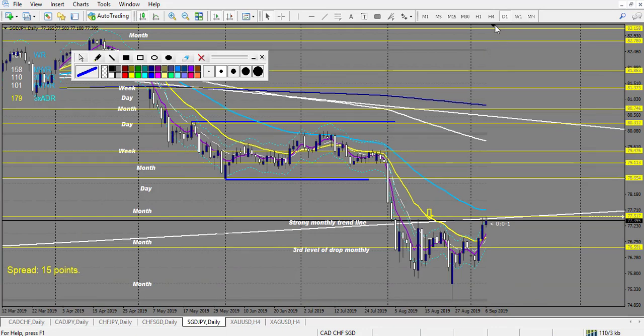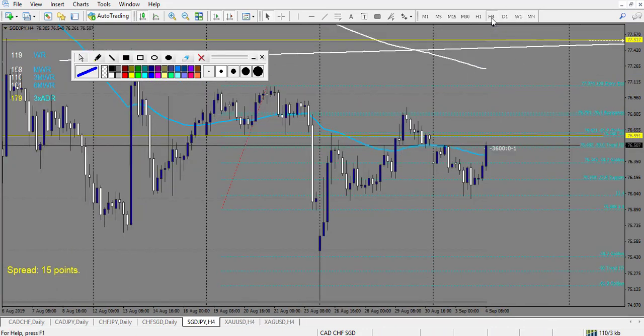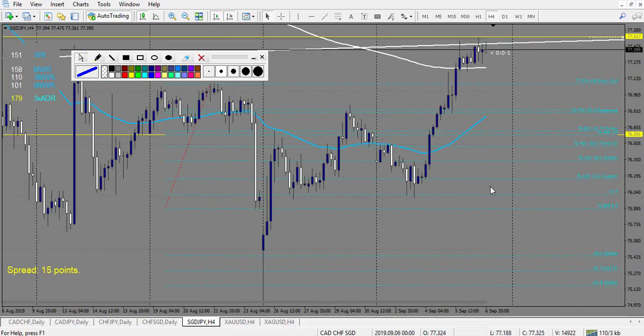SGDJPY, power is down at the level where it is right now. So during this specific week, we are at a level where there might be a trade. So you see a very strong movement going up. So what I wait for is the price to lower down a bit. So you have a pin bar right here.